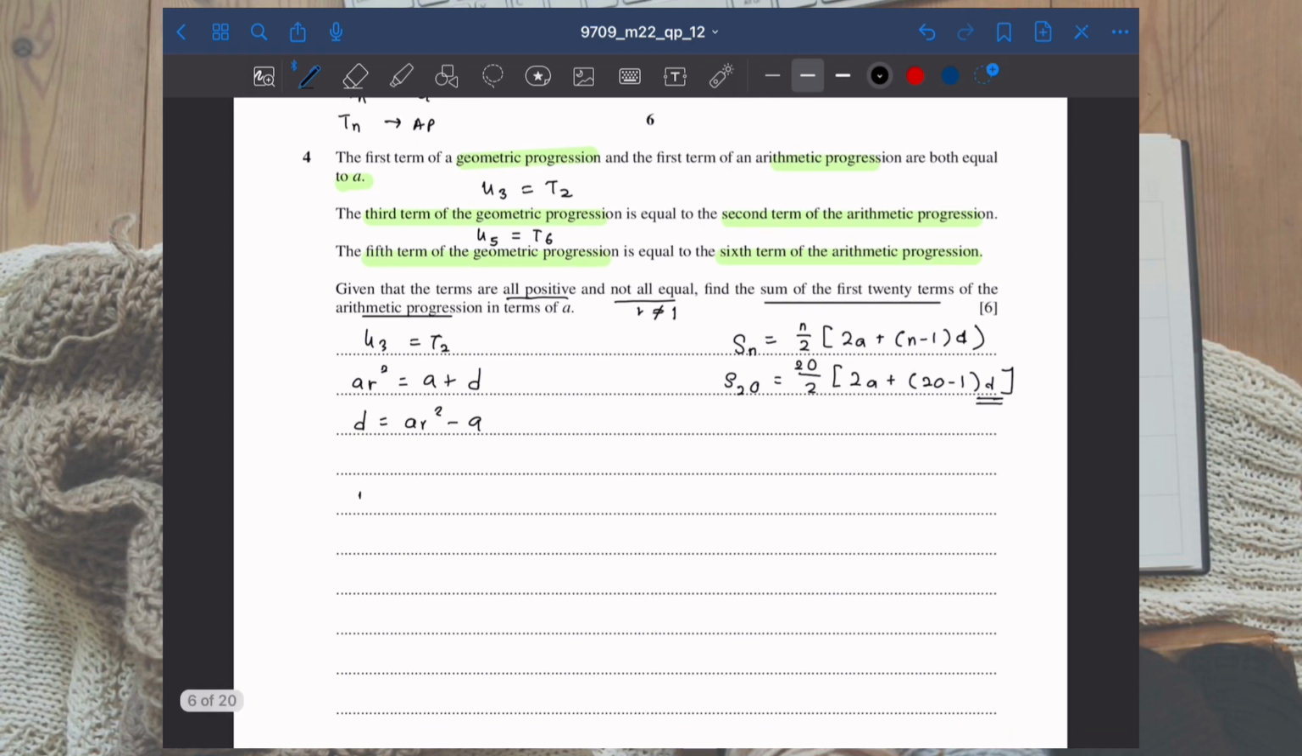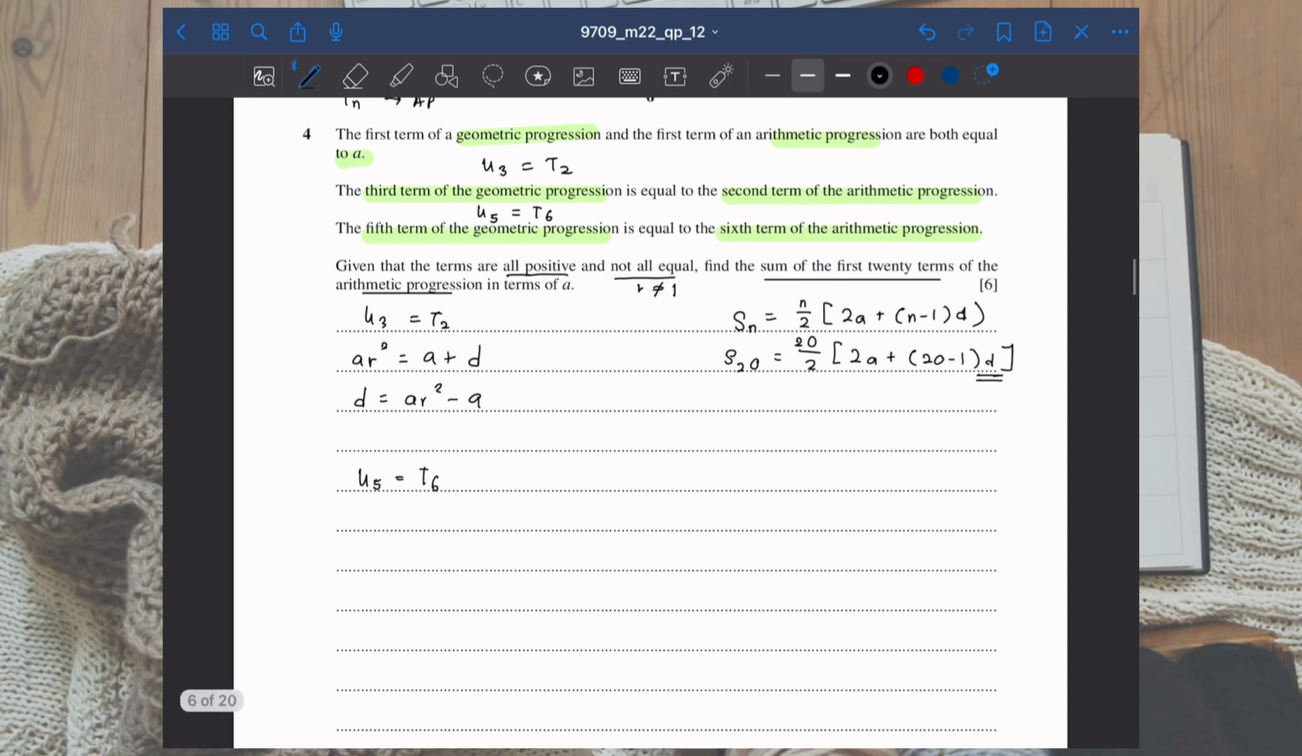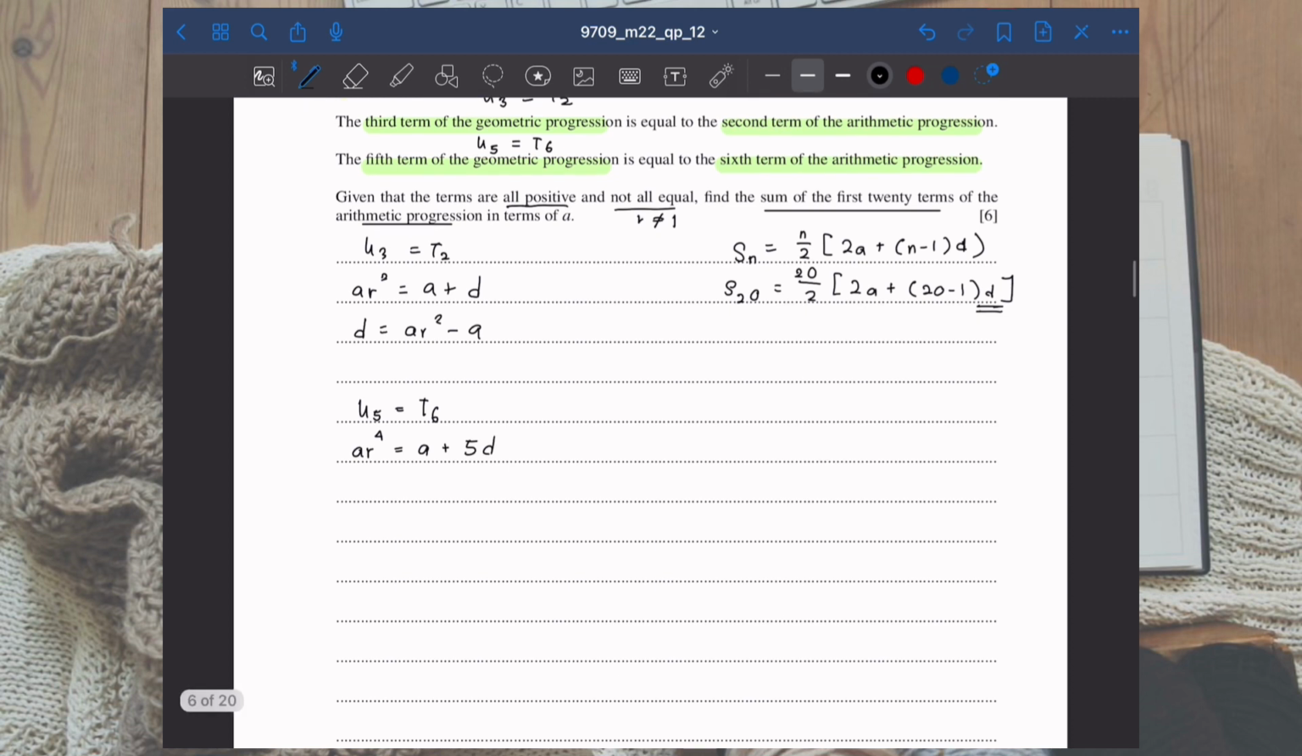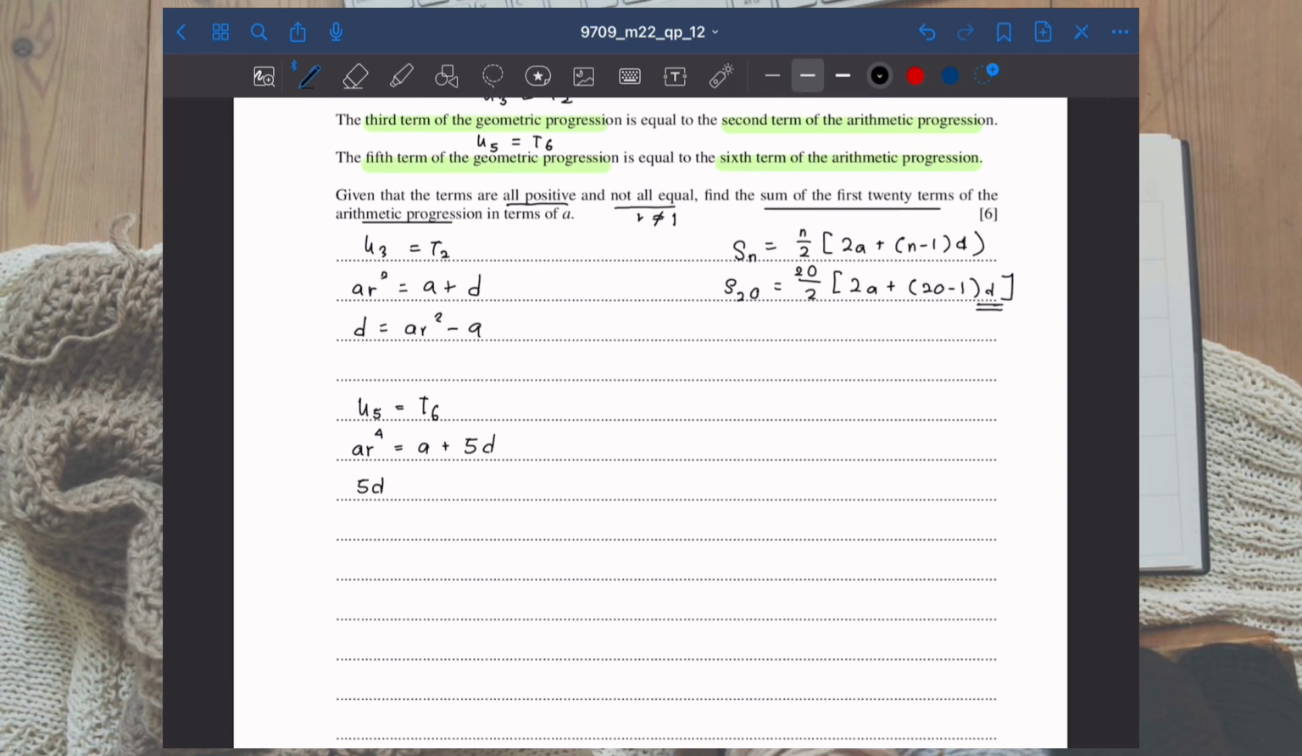So this will be from our U3 equals T2. And we also have our U5 equals T6. So U5 will be a times r to the power of 5 minus 1, which is 4. And we have our T6, which is a plus (6 minus 1) of the difference. So 5d. Okay. So rearranging, we get 5d equals ar to the power 4 minus a. So this will be our equation 1. This will be our equation 2. So we can now substitute equation 1 into equation 2.